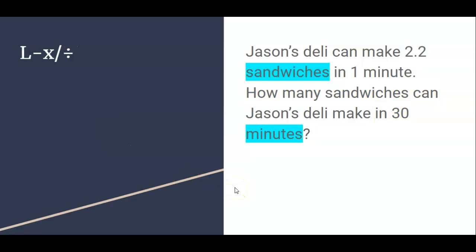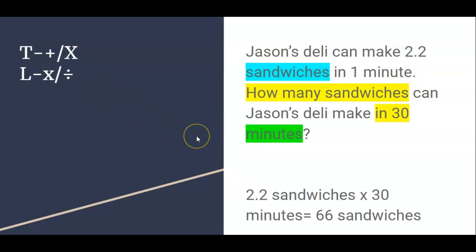Well, if I look at my labels, 2 2/10 is sandwiches and 30 minutes. So I have sandwiches and I have minutes. Those are definitely different labels. And if they're different labels, I want to multiply or divide. So putting that together, I can see that the operation that is the same when I do my totals and labels is multiplication. So I know I need to multiply.